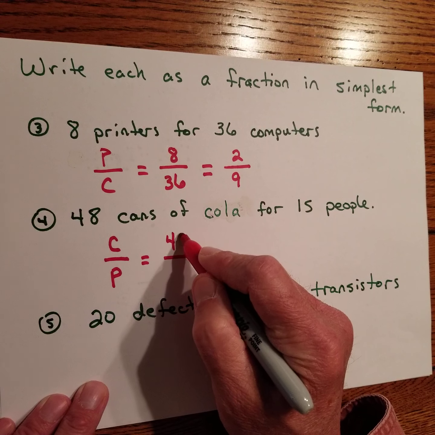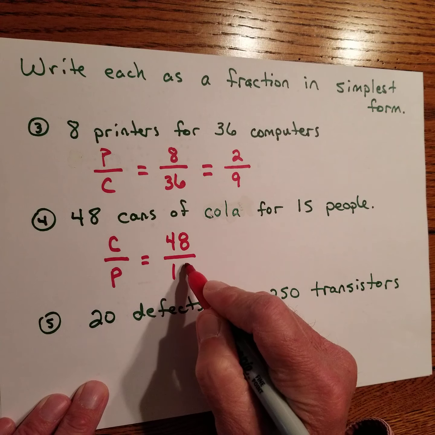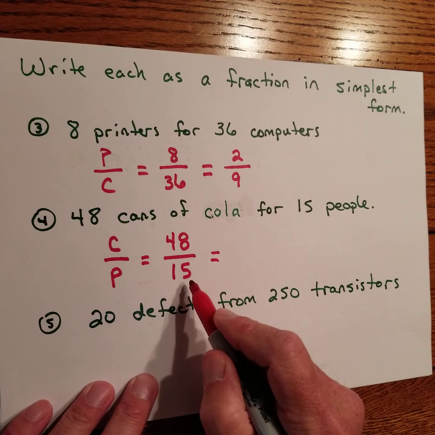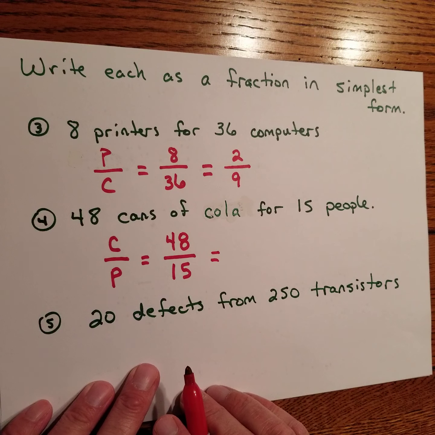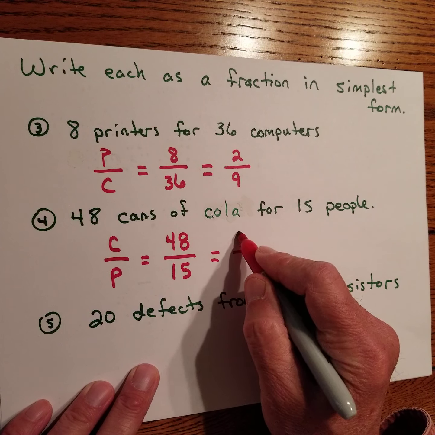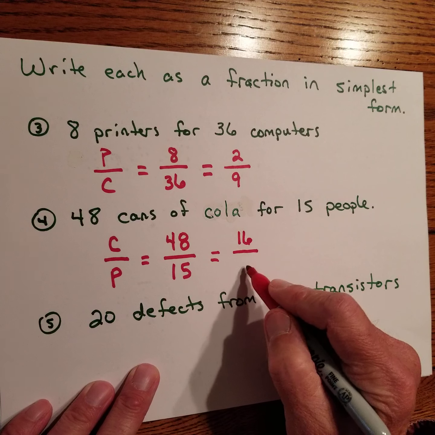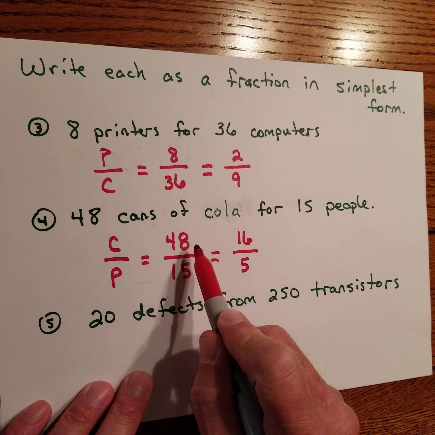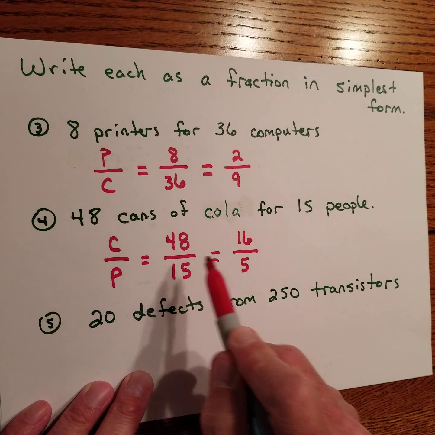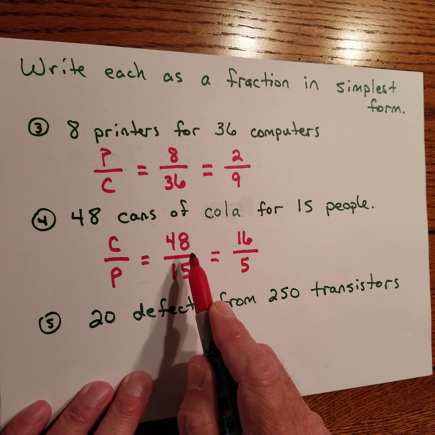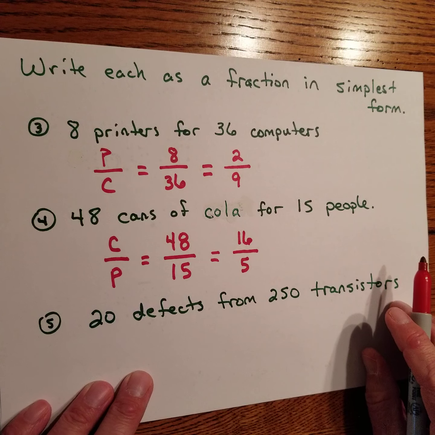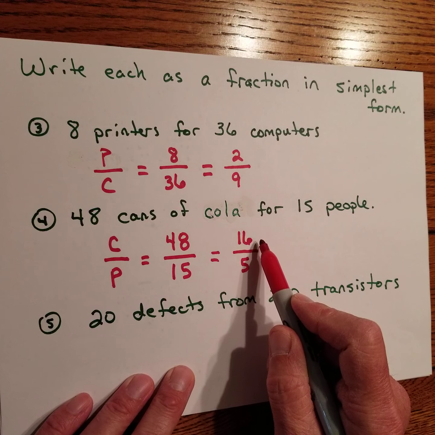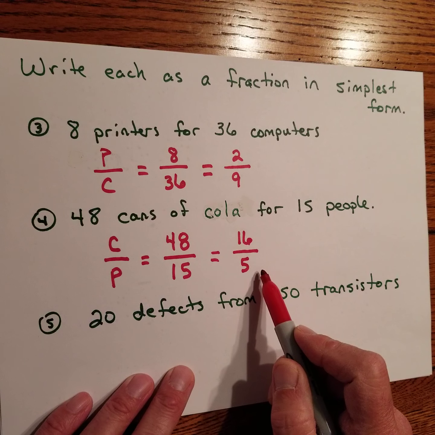There's 48 cans of cola. There are 15 people. Now reduce. 48 and 15 are both divisible by 3. 3 goes into 48 16 times. 3 goes into 15 5 times. A warning here on your homework, sometimes these numbers might get very large and reducing is a little tough. Feel free to use a calculator to help you on the division. What does this final answer mean? Well, there are 16 cans of cola for every 5 people.